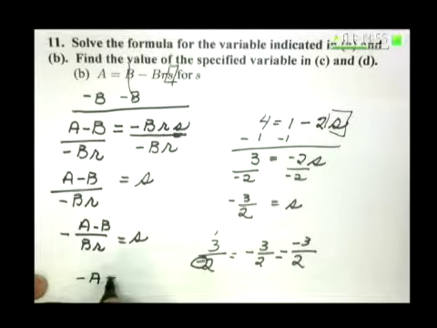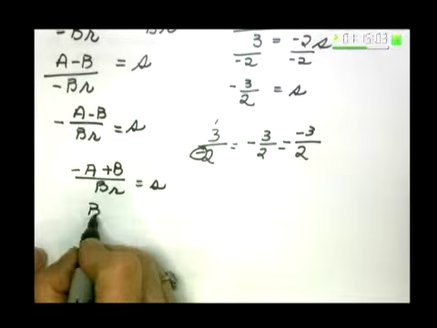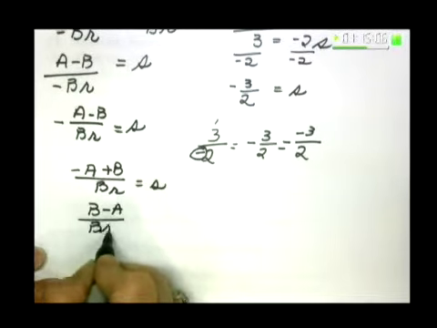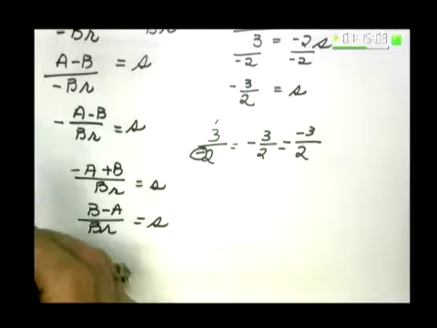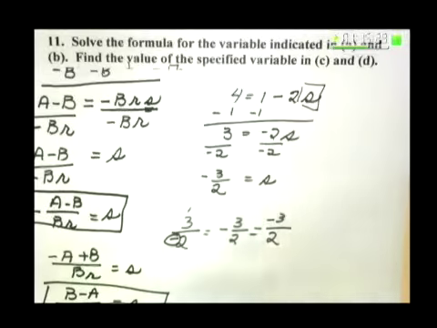And if I do, I get negative a plus b over br is equal to s. And that in turn is just b minus a over br equal s. So you're going to probably see this form of an answer or this form of an answer, and they are equivalent. They are exactly the same, just in a different form. Okay? These are literal equations. They're a little bit more difficult. If you have trouble solving literal equations, go back and use an easier form and write it with numbers. Okay?